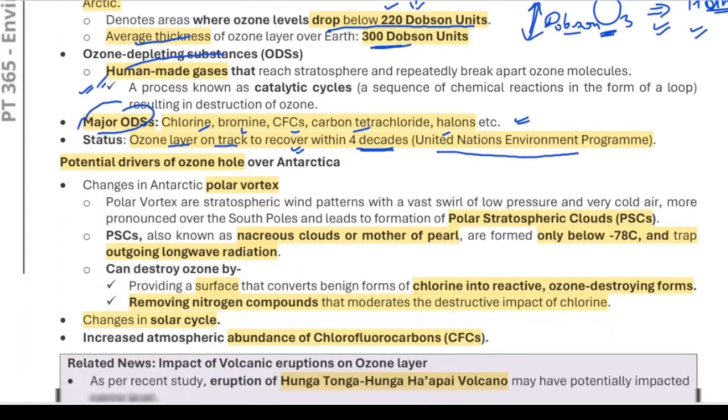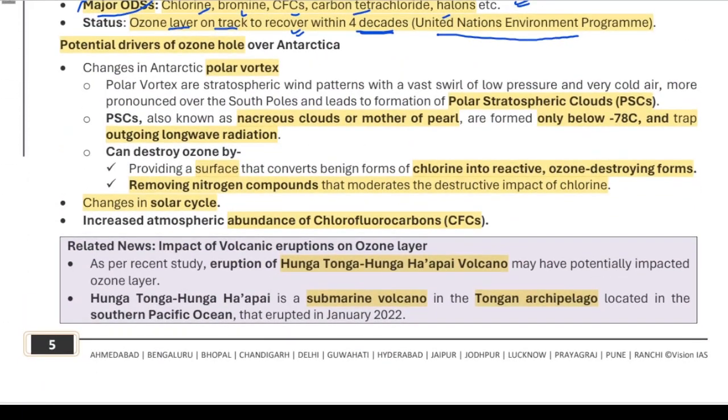Okay, now moving to the reasons, the potential drivers of the ozone hole. Why is the ozone hole getting formed? Okay, in the first place, the changes in the Arctic and Antarctic polar vortex. Okay, polar vortexes are the whirling airs moving over the polar region. If this is Earth and this is the pole, then this whirling type of air movement is called a polar vortex. Okay, this vortex usually forms in the polar regions.